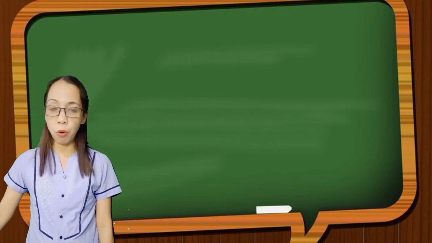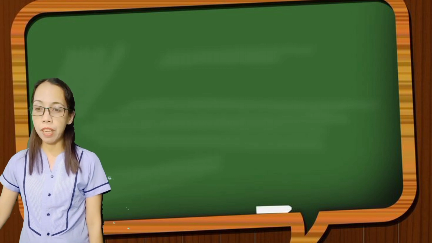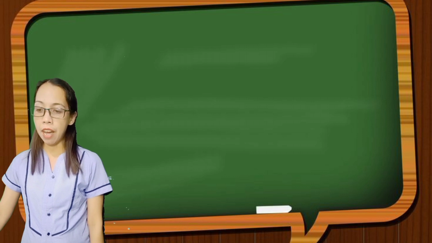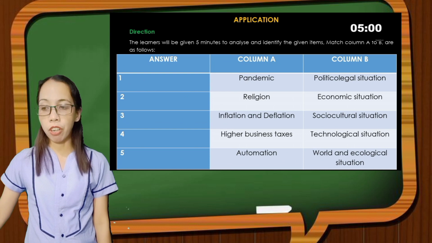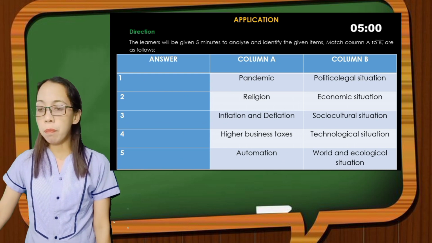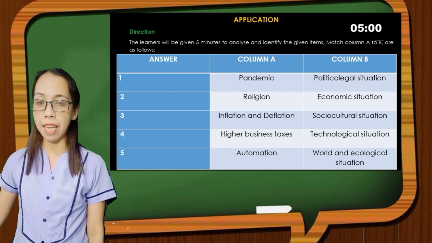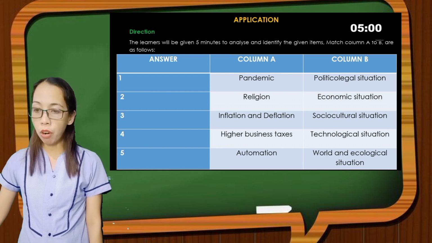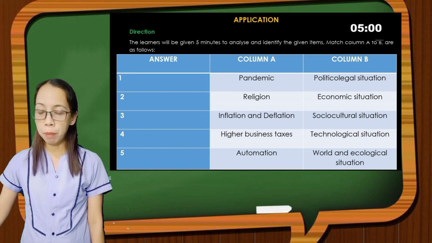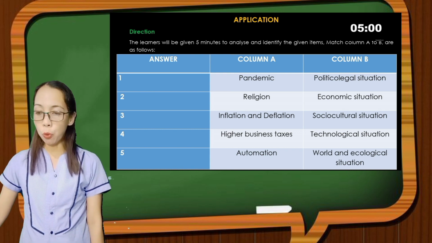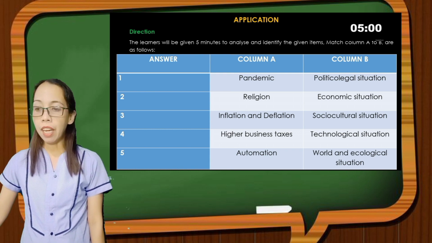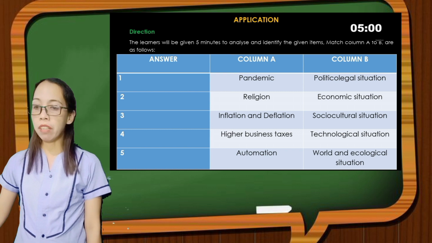If there are no queries, let's try to have this application. Direction: the learner will be given 2 minutes to analyze and identify the given items. Match column A to column B. So get your notebook and your ballpen and answer the 5 questions. Okay, you may start now.